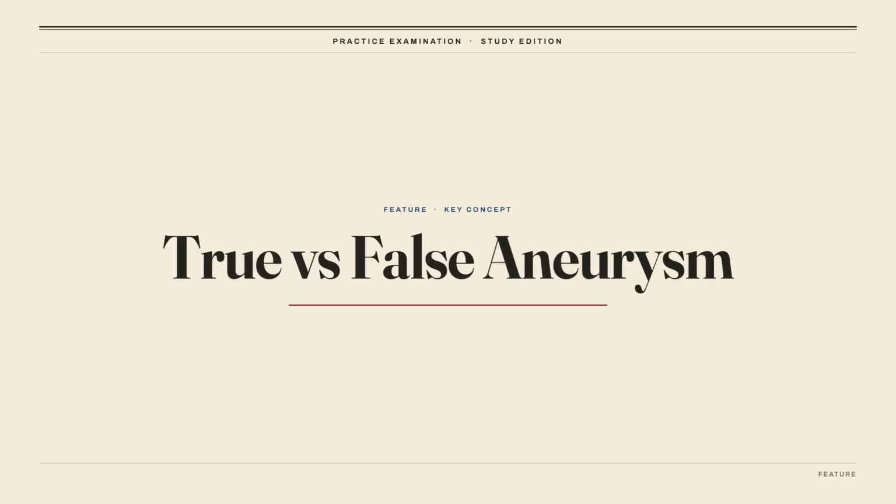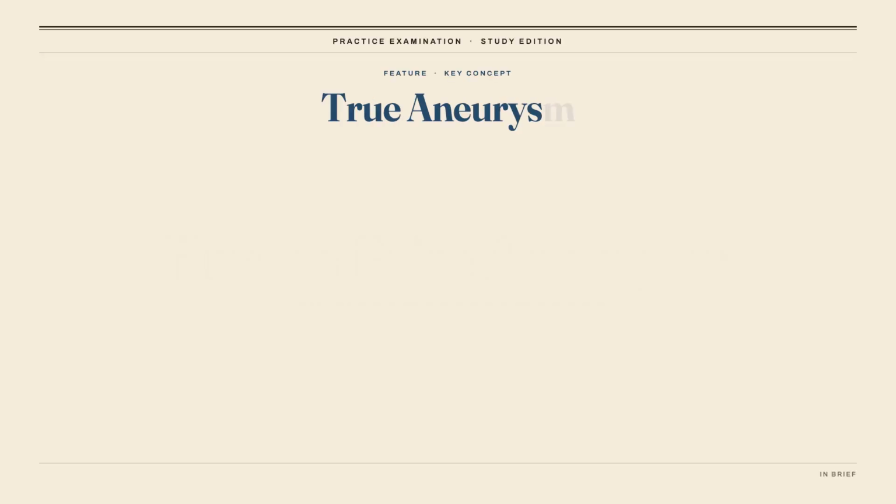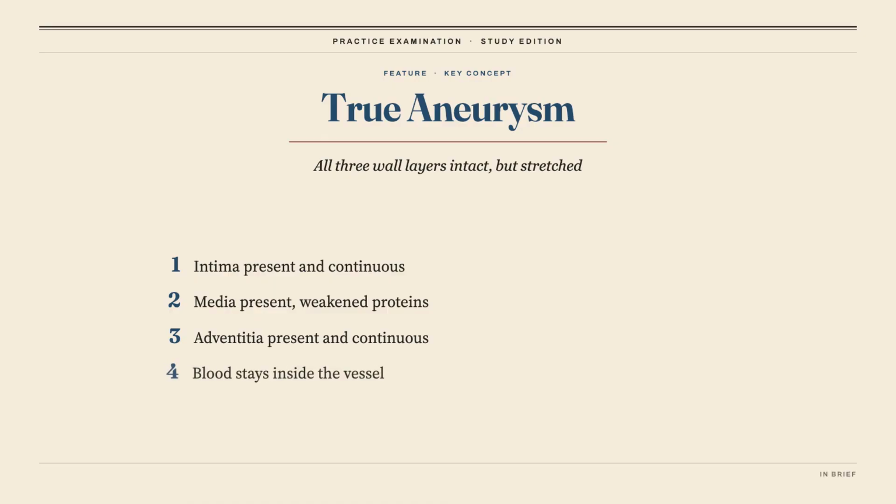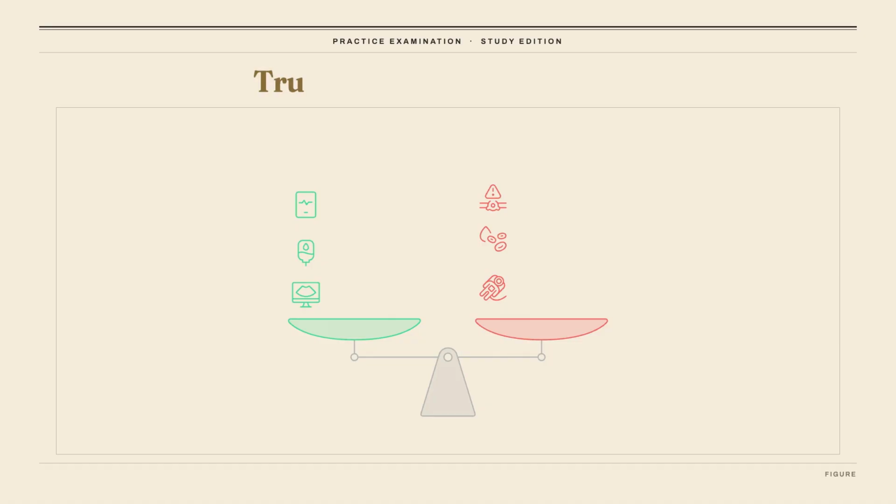A pulsating groin mass after a cardiac catheterization is not a typical aneurysm at all. It is a pseudoaneurysm, a fundamentally different lesion, and understanding how it differs from a true aneurysm explains why it behaves so dangerously. A true aneurysm is a dilation where the intima, media, and adventitia all remain intact and continuous, just thinner and weaker than normal. Blood never leaves the vessel. The atherosclerotic abdominal aortic aneurysm is the classic example, and its danger is that the stretched wall eventually fails.